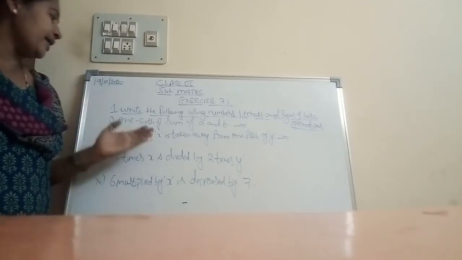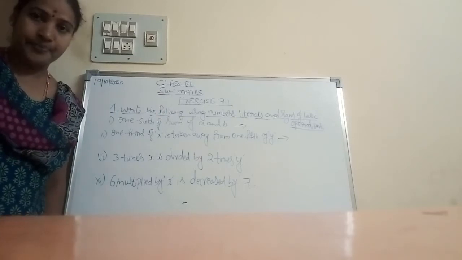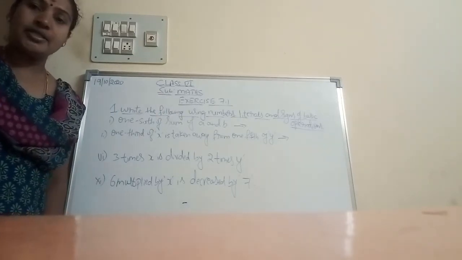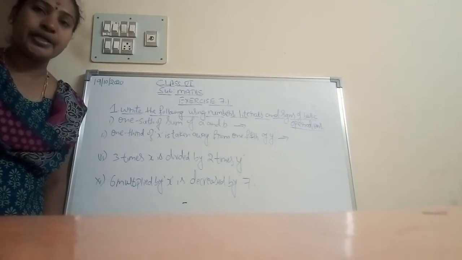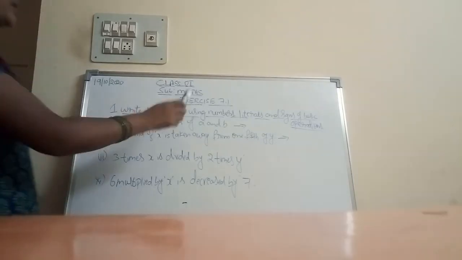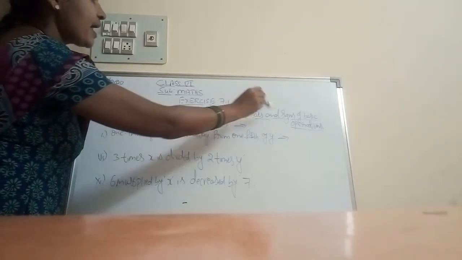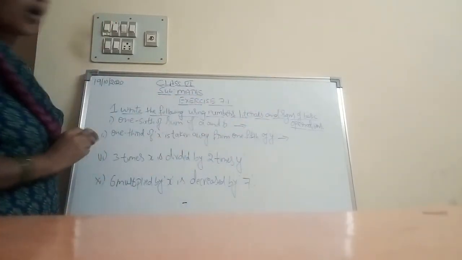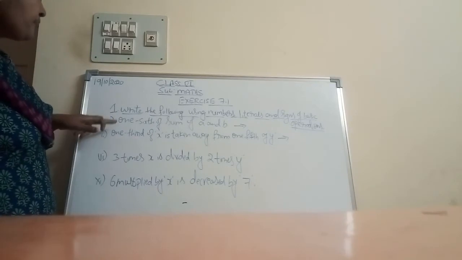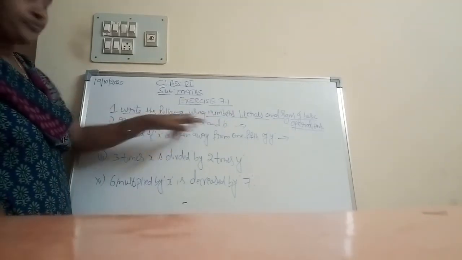Okay, children. Today in this class, let me explain about the exercise number 7.1. Few questions I will solve, children. The remaining questions you have to try to solve in your notebook. Okay, let me read the first question. Write the following using the numbers, literals and the signs by basic operations. The first one. 1/6 of the sum of A and B.